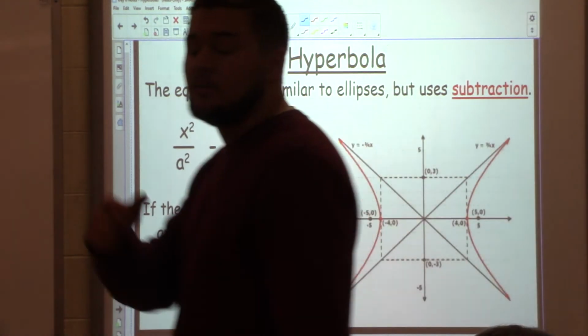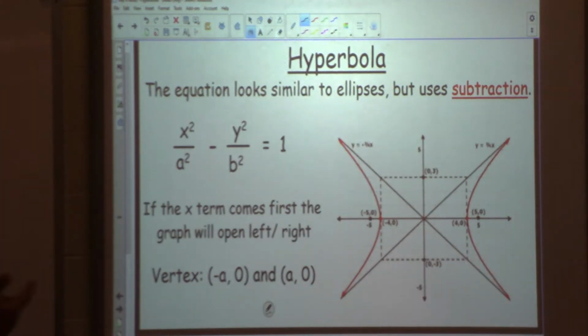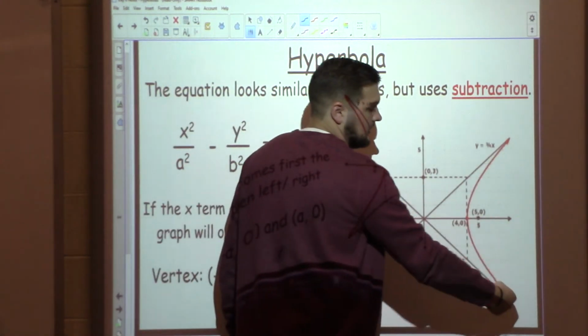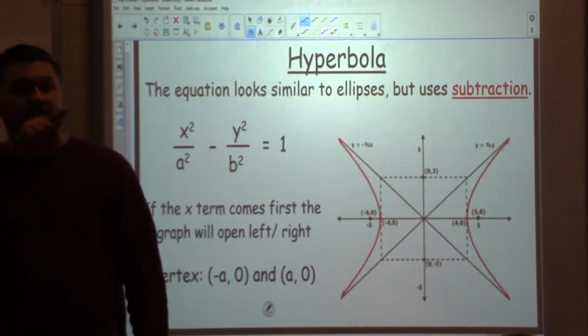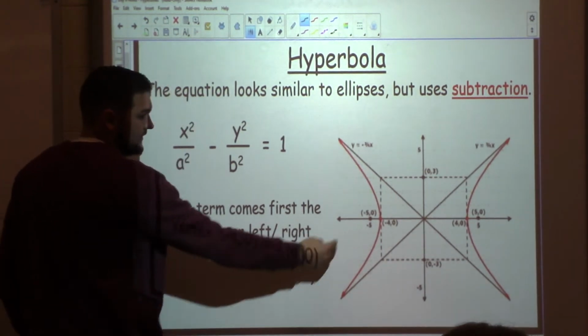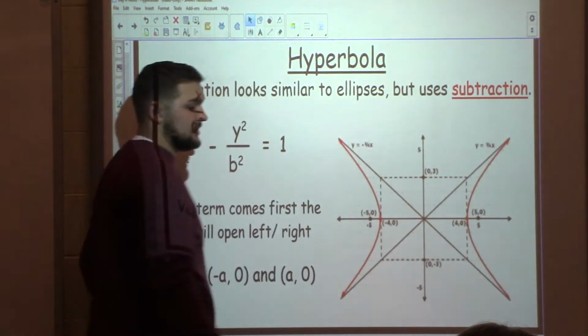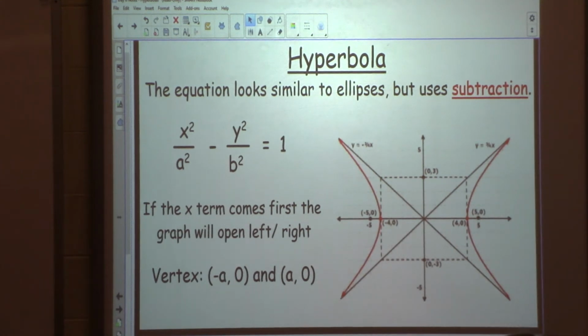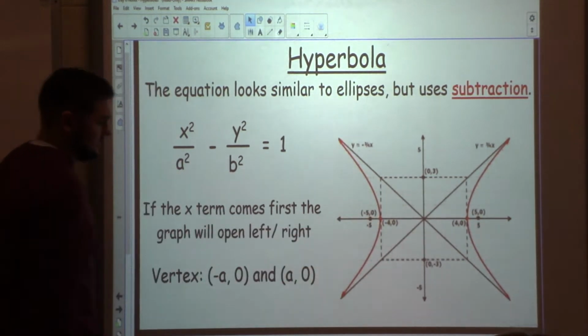And that's also how we tell which way a hyperbola opens. If x squared comes first, it's going to open left and right, just like you go on the x-axis, left and right. All right? We'll have vertices then of negative a, 0 and a, 0 with our x values. There are no co-vertices with hyperbolas because we don't have any other parts that we touch. The only thing we're touching here is our vertices.